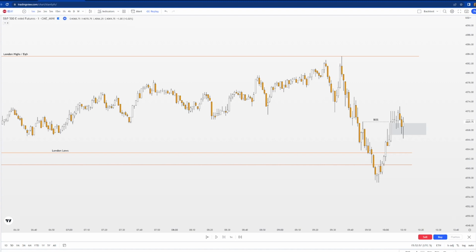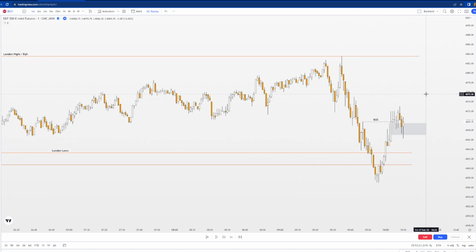Right now we have these three draws on liquidity: London highs, London lows, and daily sell side. The 9:30 open, New York Open, created this equal high with London highs, broke structure, continued down, took out London lows, and then we took out daily sell side. We traded below the lows for a few minutes before reversing, breaking structure again, and shifting bullish.